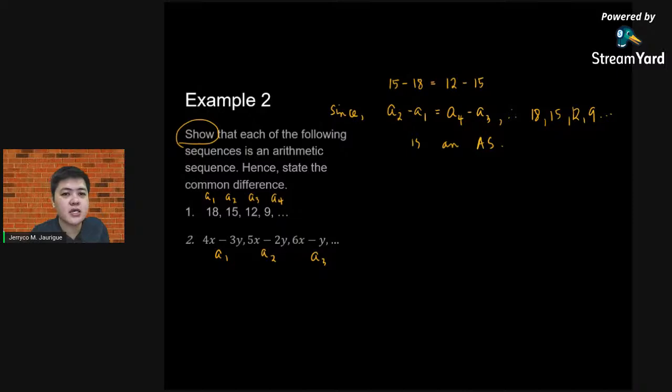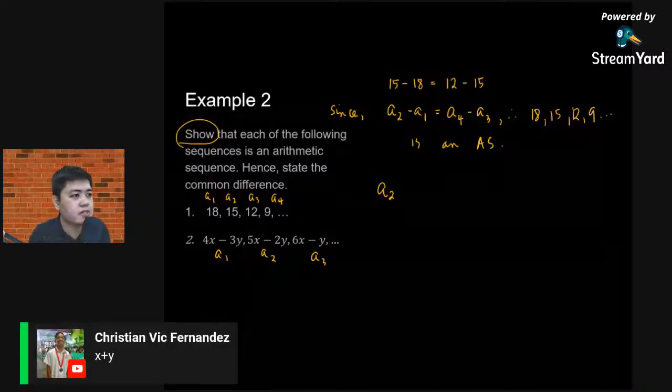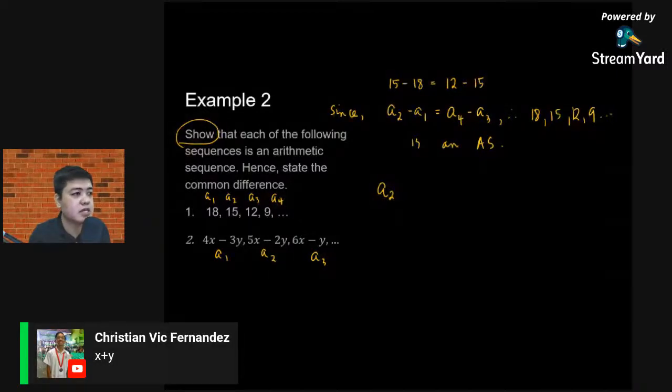Okay. Sige, sino pa? Sulat ka na din yung kay Harold. So sabi ni Harold, divide lang yung kanya pero let's show A sub 2. Sabi ni Christian Vic, subtraction po pala. Yes, Harold, tama, subtraction. Sabi ni Vic, ang common difference daw ay x plus y. So let's see if it's x plus y.